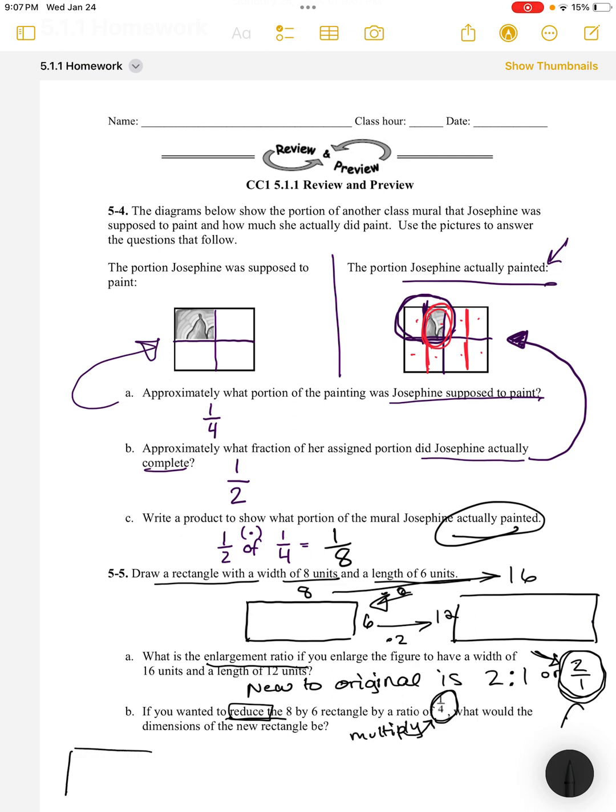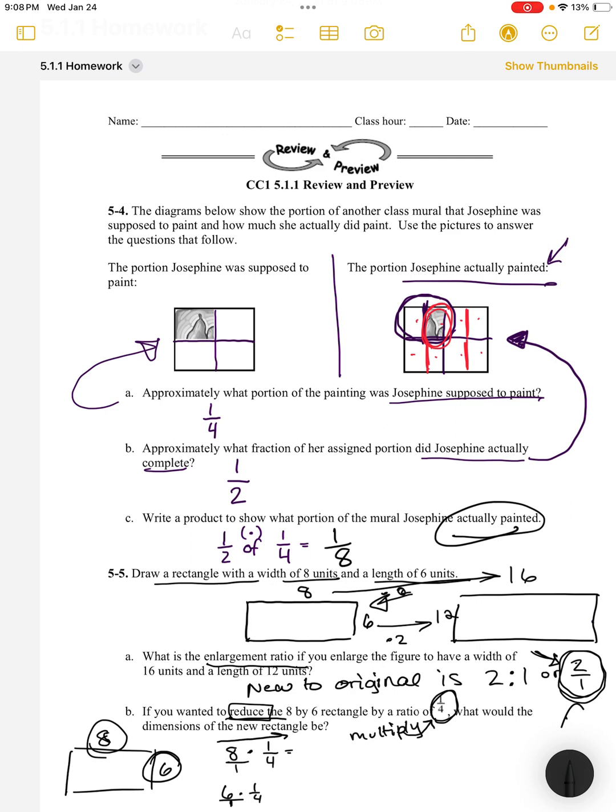So, again, we have my 8 by 6. I'm drawing it here for a reason. I have to multiply all the sides, so the 8 and the 6. That's what I like to do. 8 times 1/4 and 6 times 1/4. That's going to get me my answer. Now 8 is 8 over 1 and 6 is 6 over 1. So we can't forget that all whole numbers have a 1 underneath them.